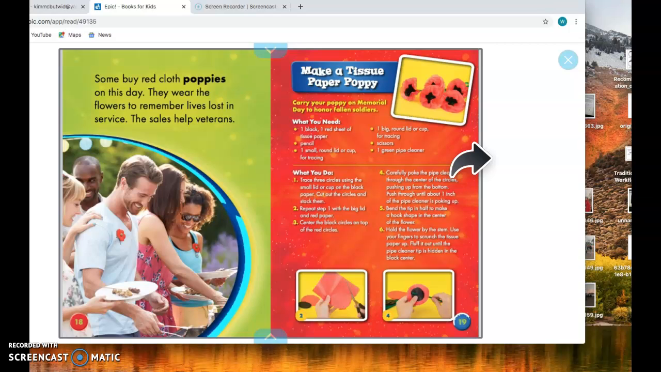What you will need: 1 black, 1 red sheet of tissue paper, a pencil, 1 small round lid or cup for tracing, 1 big round lid or cup for tracing, scissors, and 1 green pipe cleaner.